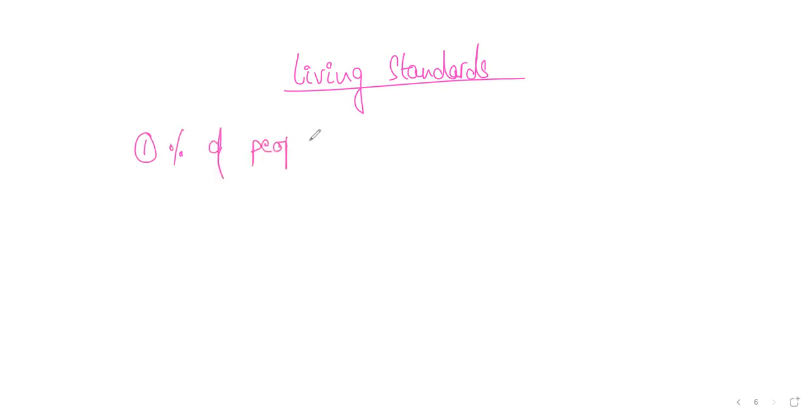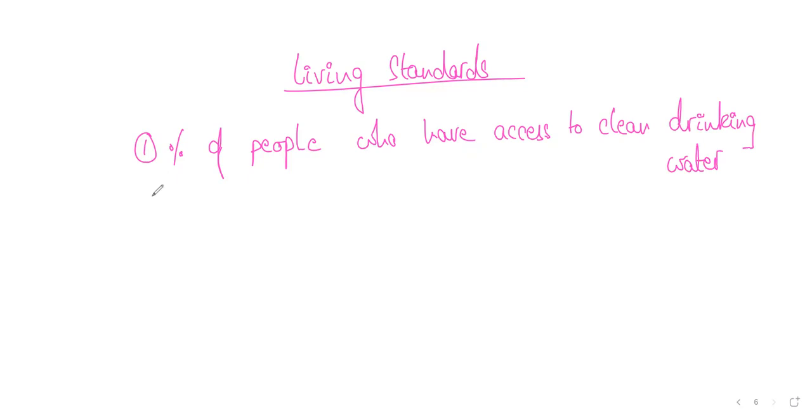Okay, so for living standards, you have 6 statistics, which includes the percentage of people who have access to clean drinking water, the percentage of people who have access to electricity, the percentage of population with access to electricity, right?